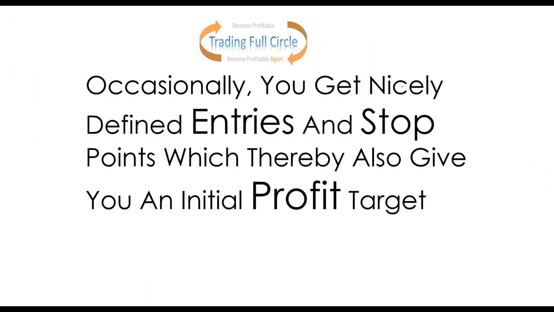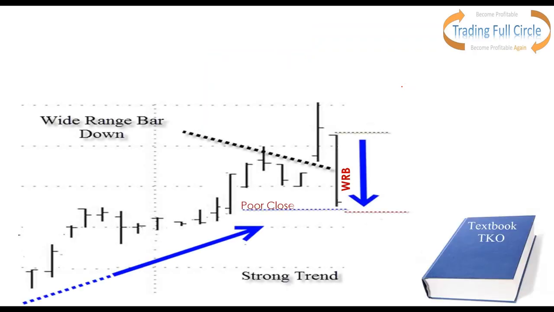Now, last week I talked about the beauty of a textbook TKO type of setup. And by textbook, I mean a situation where you get a nice wide range bar down in an obvious and ideally persistent trend. And when that happens, you'll get your entries defined, and you also get your stops defined, which thereby also gives you your initial profit target. Now, let's take a look at that, and that'll make a little bit more sense.